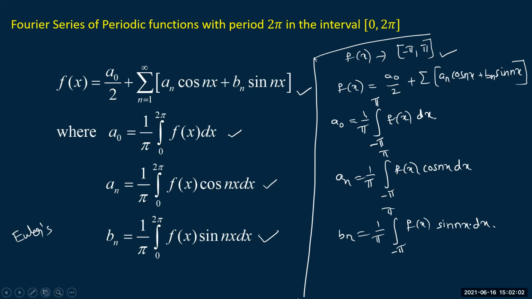So like this, when you are given a function f of x, depending on the interval of definition, we just define these three integrals and we just evaluate those three Fourier coefficients, and then by back substituting them into the formula, we can write the series expansion. So that's how we can write Fourier series expansion of a function which involves different sinusoidal functions.